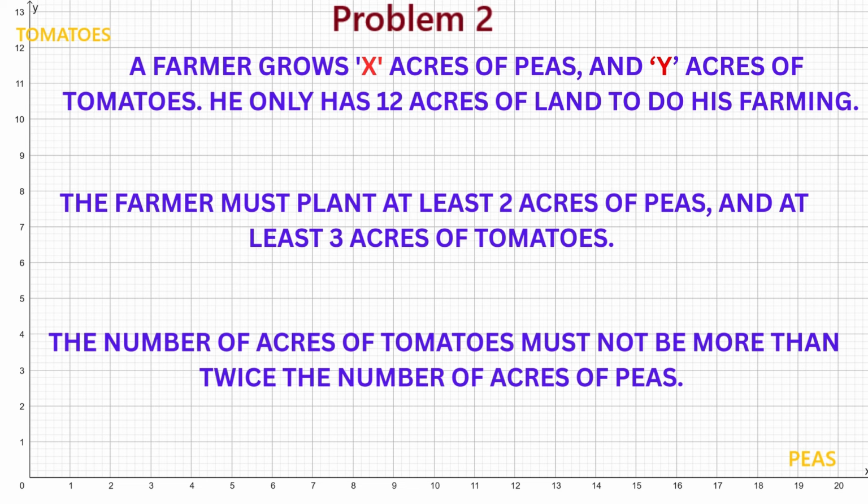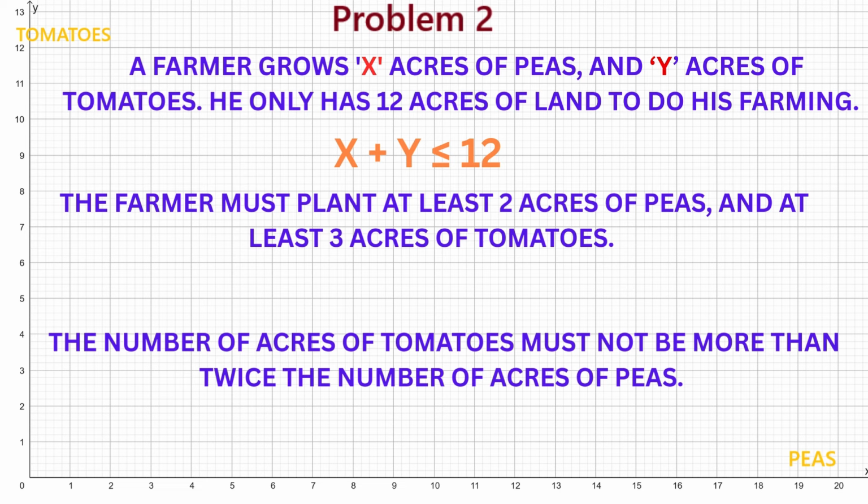A farmer grows x acres of peas and y acres of tomatoes. He only has 12 acres of land to do his farming. The inequality that represents this constraint is x plus y less than or equal to 12, since the farmer can choose to use all 12 acres of land or less.